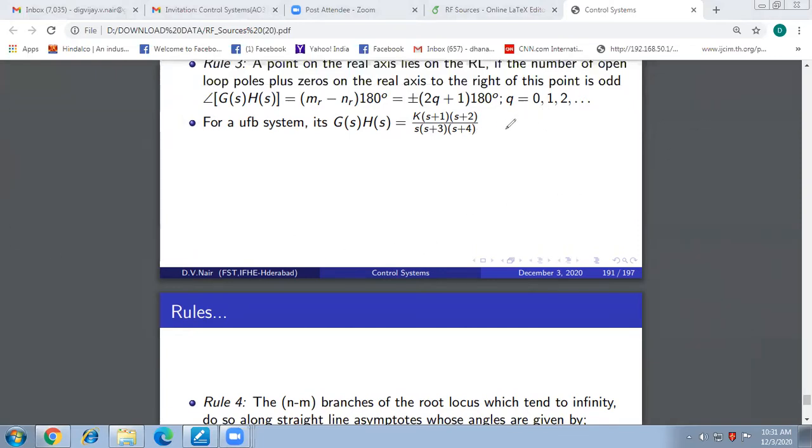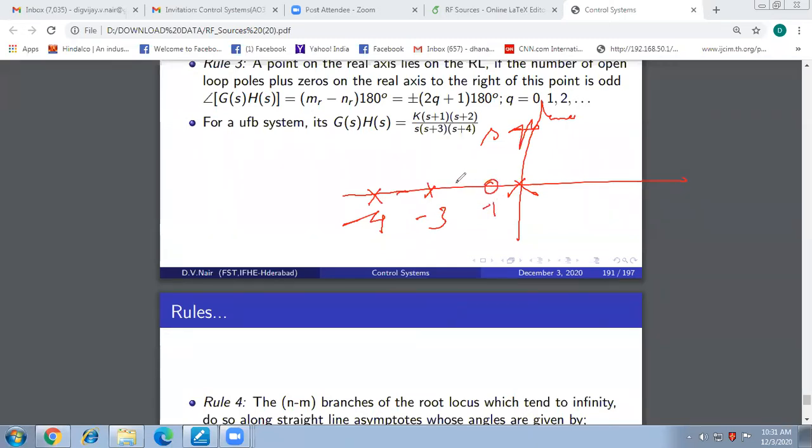So let us get your S plane, right? This is your S plane. Now where are the open loop poles? One open loop pole is at origin, one is at -3, and one is at -4, right? And where are the open loop zeros? One is at -1. This is one open loop zero at -1. One is at -2. This is another open loop zero, right? So we have mapped all the open loop poles and zeros first, right?